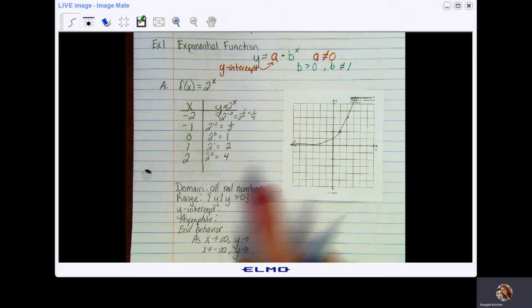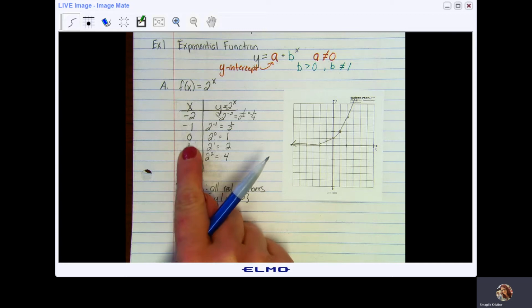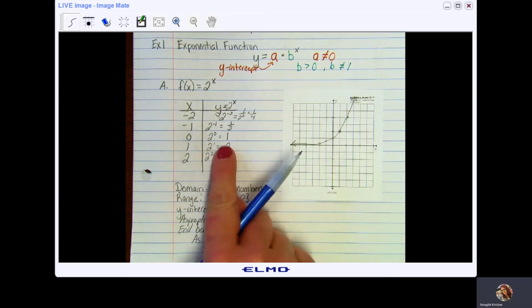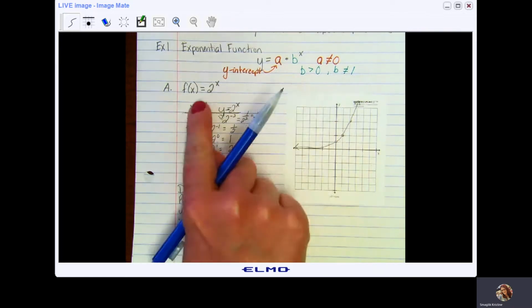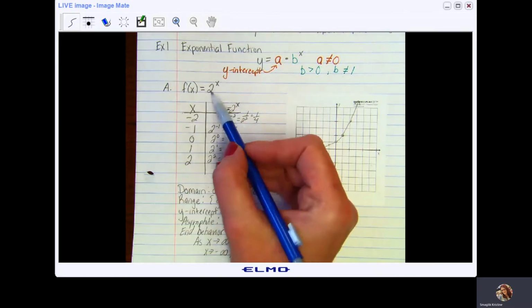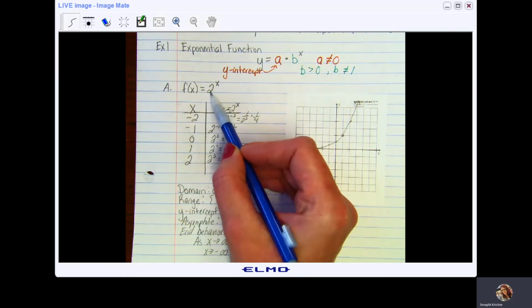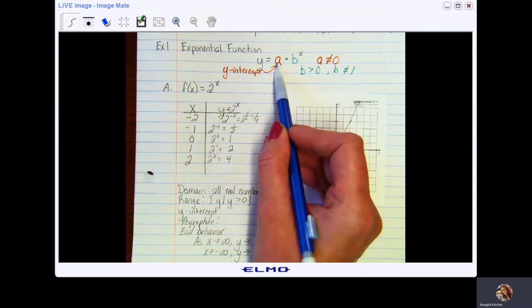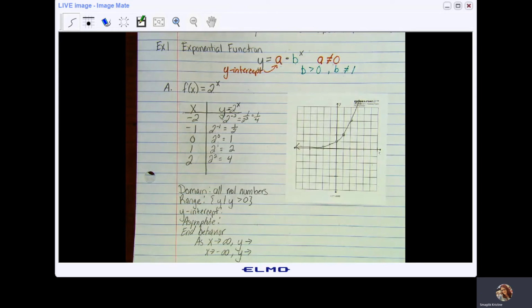My y-intercept, as we noticed here, remember when you're looking for a y-intercept, the value of x is 0, and we came up with 1. We also saw that here in our standard form. Notice here, my exponent is attached to the b value. So my b value is 2. I don't see the a value, but we've had some experience with this before as well. If you don't see a number, it means it's 1.